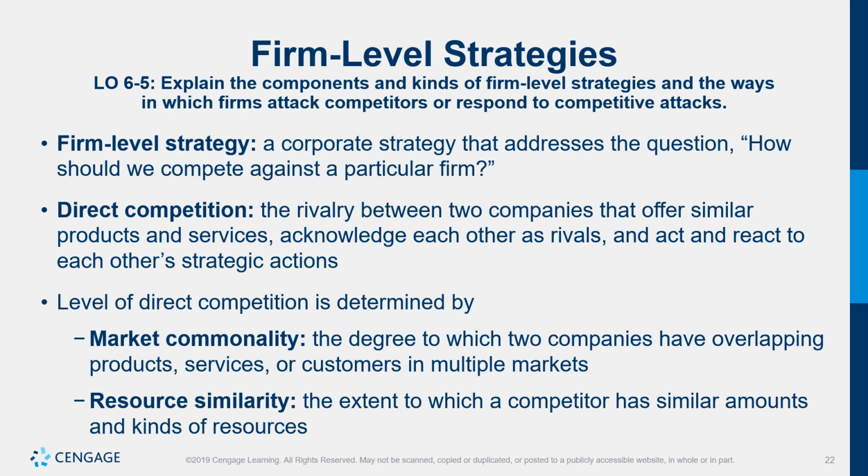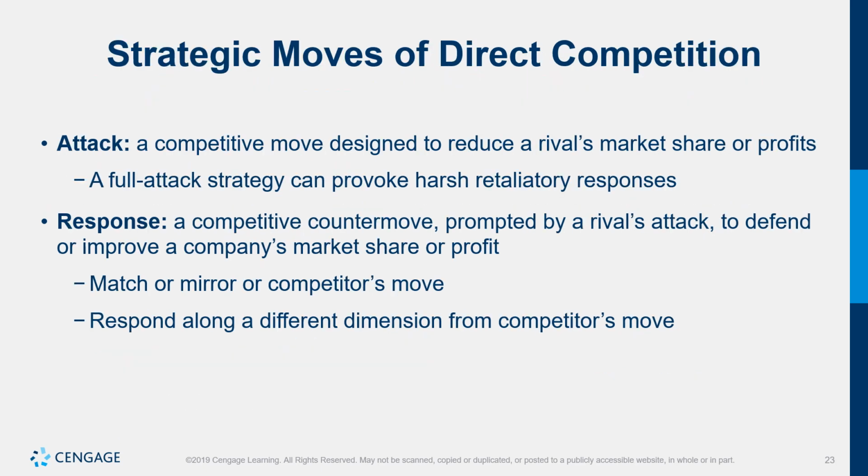Resource similarity is the extent to which a competitor has similar amounts and kinds of resources, that is, similar assets, capabilities, processes, information, and knowledge used to create and sustain an advantage over the competitors. Firm-level strategies help managers determine when, where, and what strategic actions should be taken against direct competitors. Firms in direct competition can make two basic strategic moves.